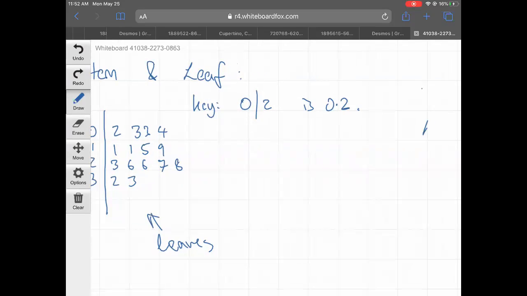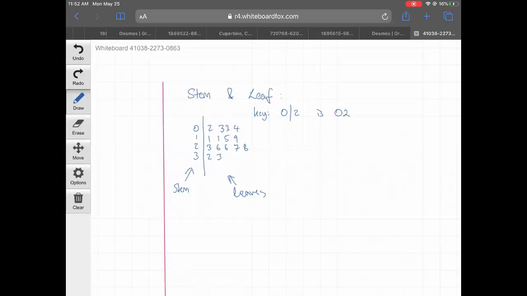I could say 0.2 is 0... or maybe it's something like 5.6702, and then 0.4 would be 5.6704, right? So the key is very important. Be careful with it. I'm just going to say it's 0.2 because that's kind of standard.